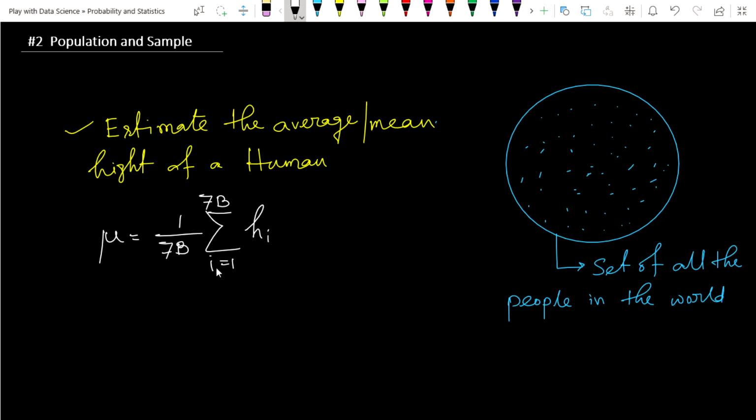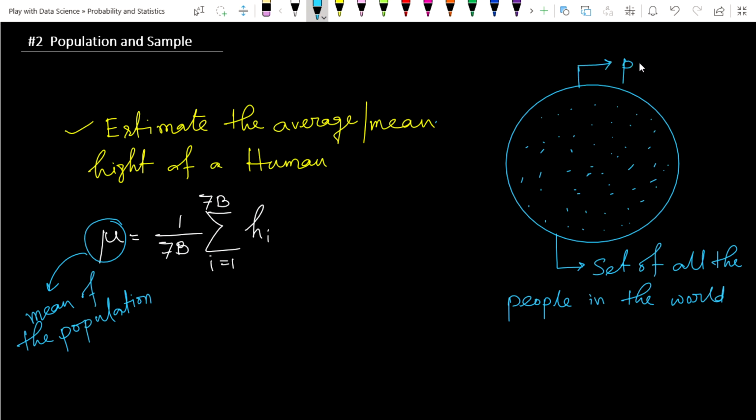This mu is what we are interested in estimating, the average height of a human. If we consider the whole population, this mean is called the mean of the population, mu. And the whole set is called the population set.